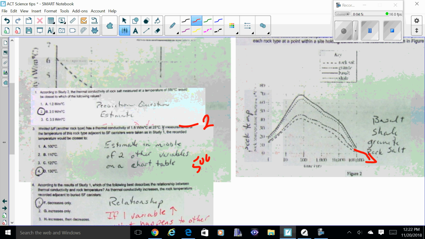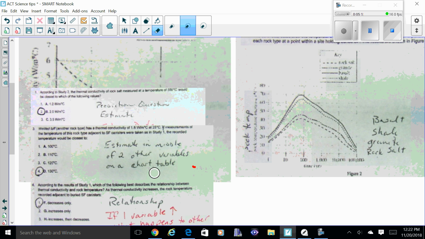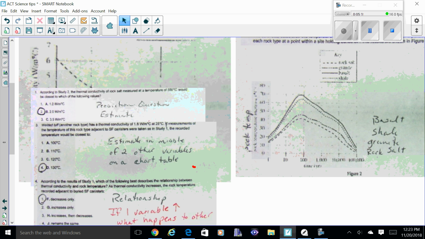Those are usually the first couple, very, very easy. Number 3 is where you have to figure out the data in between two charts. So let's look at question number 3. Sort of weird. It says welded tuff. I've never heard of welded tuff. Another type of rock has a thermal conductivity of 1.8.